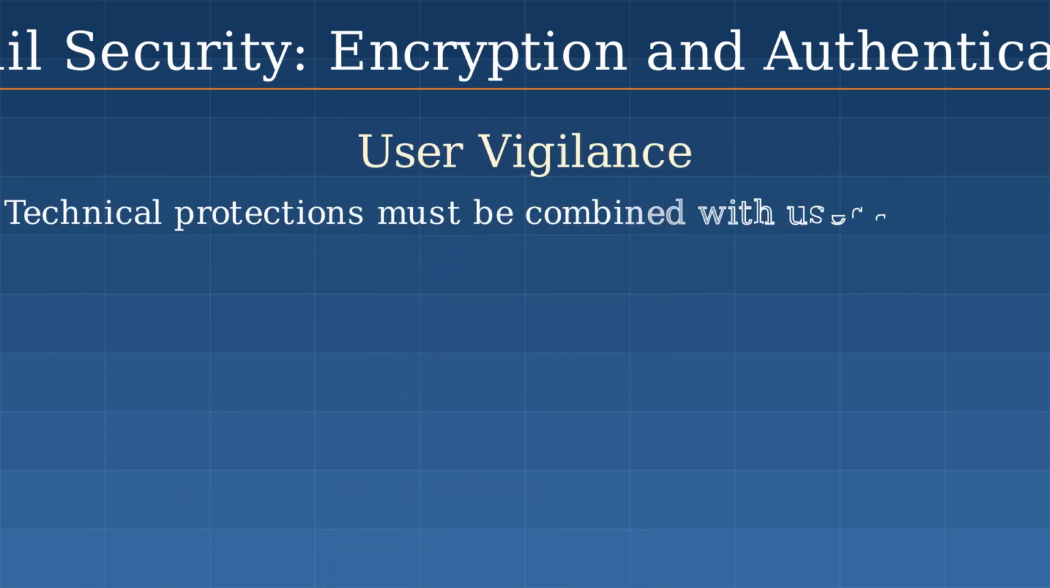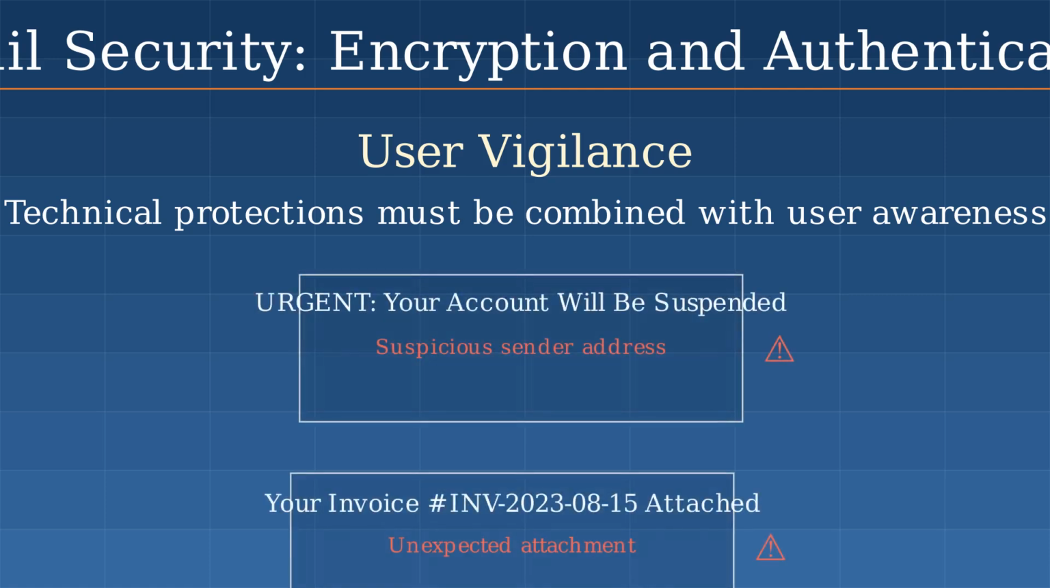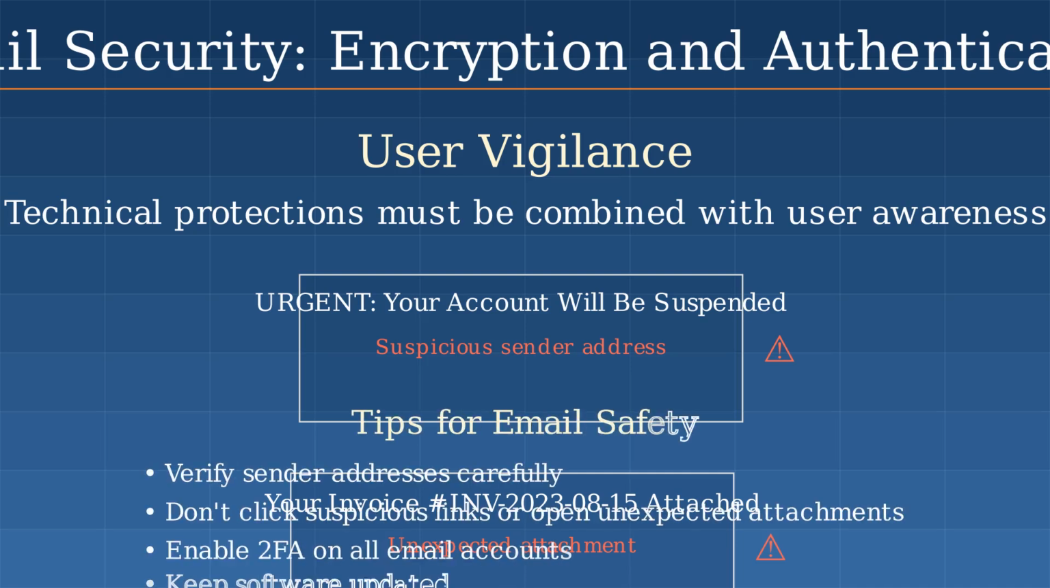Despite technical safeguards, user vigilance remains critical in protecting against email threats. Be wary of suspicious signs like urgent subject lines, unexpected attachments, or misleading URLs. When in doubt, verify the message through other communication channels before taking action. Remember these essential email safety tips. Verify sender addresses, avoid suspicious links and attachments, enable two-factor authentication, and keep your software updated.